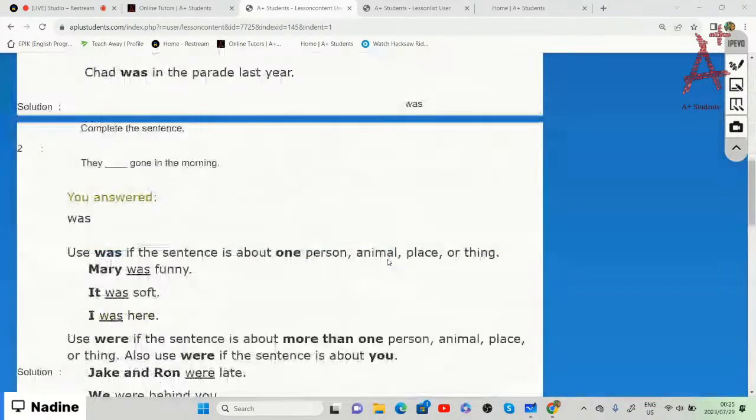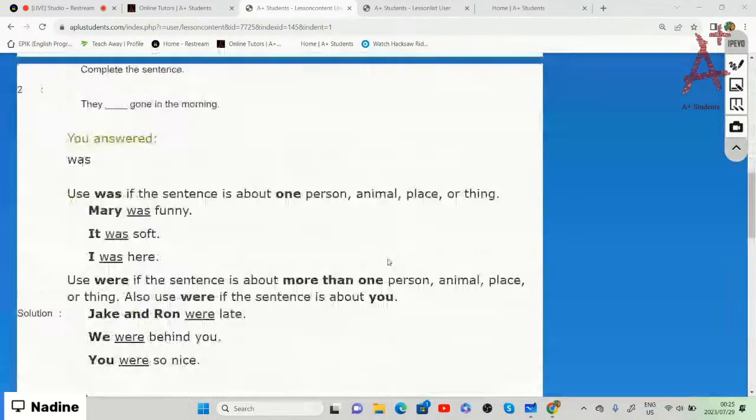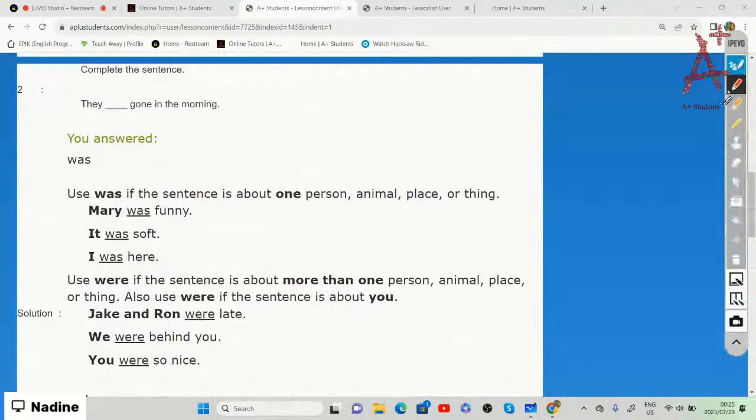They gone in the morning. So they were gone or they was gone. We need to choose the correct word. Is it they were gone or they was gone? So they refer to more than one person, right? Which means that we are going to say they were gone. Let's first add this word. They were gone in the morning.